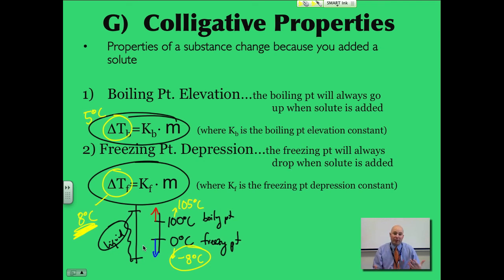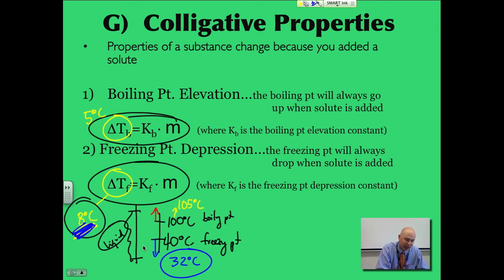Now, if it's a substance that had a freezing point of not 0, but rather 40, and your change in temperature was 8, then you would get a 32 degrees Celsius freezing point. Again, it always depresses. You would just subtract. You're not going to get a negative value. It's always going to be positive, but just know that it depresses from those freezing points. So that's boiling point elevation and freezing point depression.